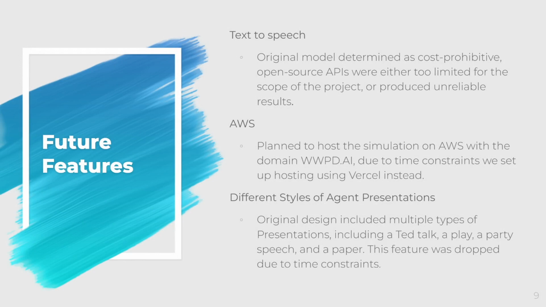There are also some future features that we wanted to add but weren't able to, primarily because of time constraints. First is text-to-speech. This is one that we were trying to do for a good bit of the project, but weren't able to. The original model we were going to use was cost-prohibitive. Open source APIs were too limited or produced unreliable results, so it was scrapped. The project was also planned to be hosted on AWS as the domain, but with time constraints, we actually ended up hosting it on Vercel.